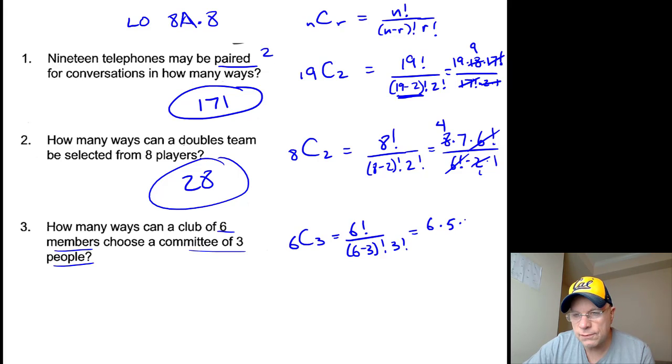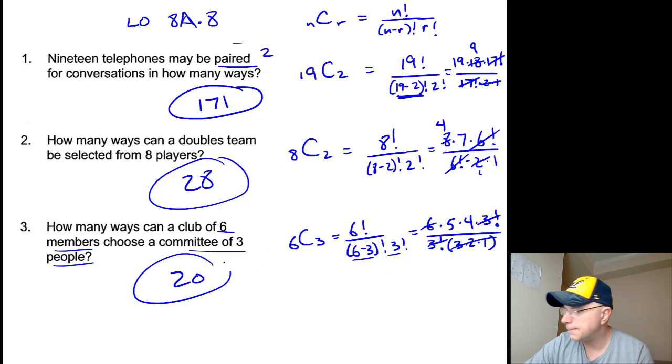6 times 5 times 4 times 3 factorial. These are equivalent, and so I'll just represent the first one as 3 factorial and the second one as 3 times 2 times 1. However, if you're starting to memorize some of these factorials, you may have just known to cancel that with the 6. 3 factorial is 6. Those cancel, and 5 times 4 is 20.